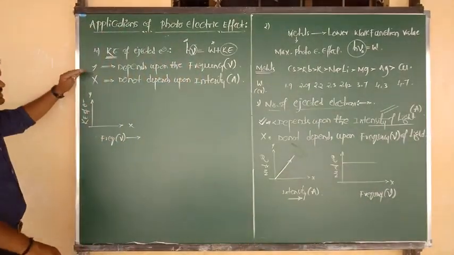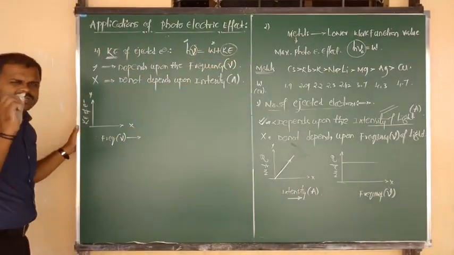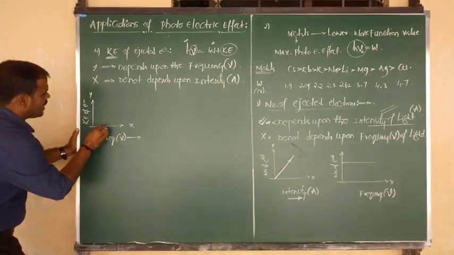So the kinetic energy of the ejected electron depends upon frequency. Almost we can say directly proportional, but a small change will be there. So that's why I want to show a graph like this.